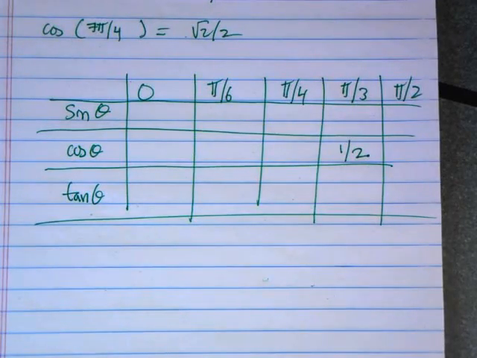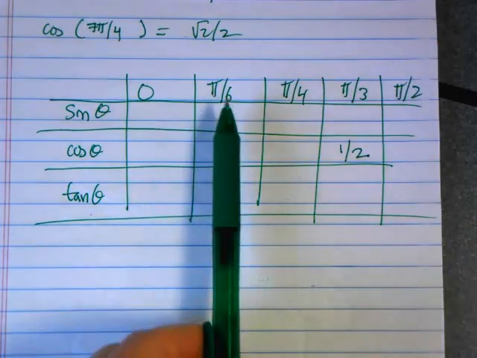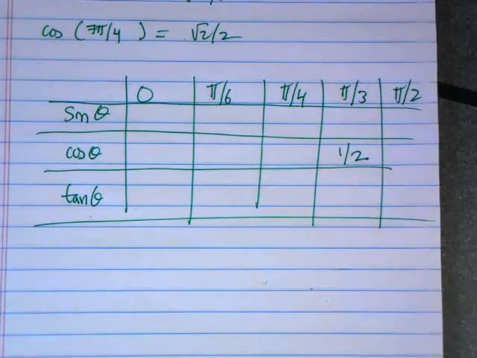All right? So you should go home. You should fill in this chart. And it's written in the same order. It's 30, 45, 60, 90. Fill in that chart and then memorize it for Friday.